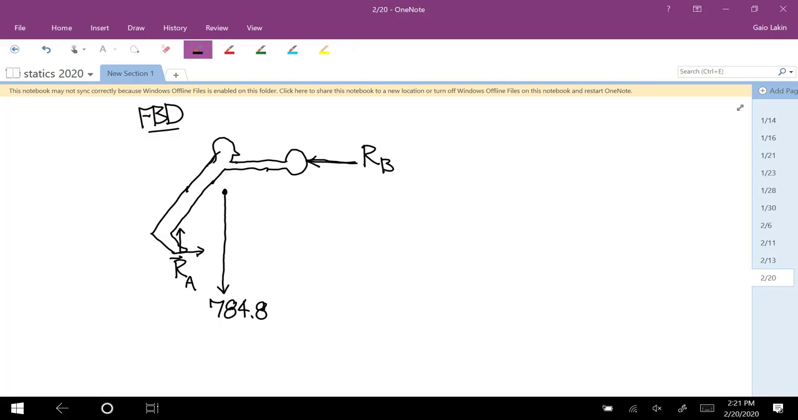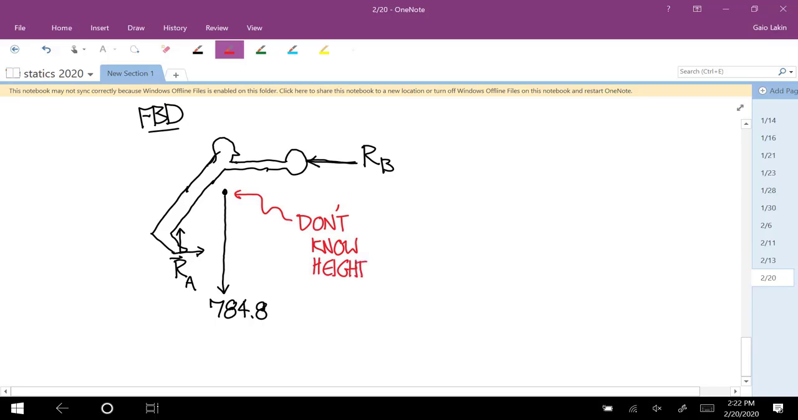But thinking about it in terms of moving them along their line of action, you realize that those wouldn't come into it anyway. So we can move this weight force along its line of action down to the ground. We can move this horizontal force over here horizontally until it's right above that, and it won't change anything. Okay. So here we don't know the height. And here we don't know the horizontal position.